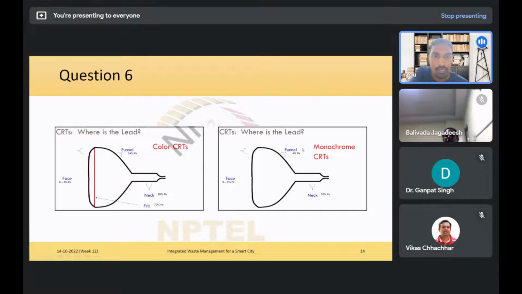Whereas in the monochrome CRTs, we don't have a frit, but the other components like face has 0 to 3%, funnel has 4%, and neck has 30%, right? So except funnel, it is comparable to the color CRTs, right? Also, the funnel has lower lead content. So if we consider between these two, it is only the frit which has the largest content of lead between these two, right? So even though frit is not present in monochrome, it is present in color CRTs and has the higher lead content. So therefore, frit is the right answer.